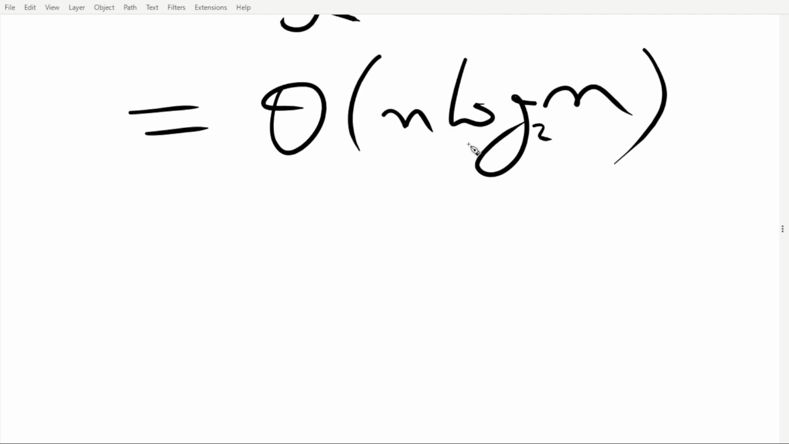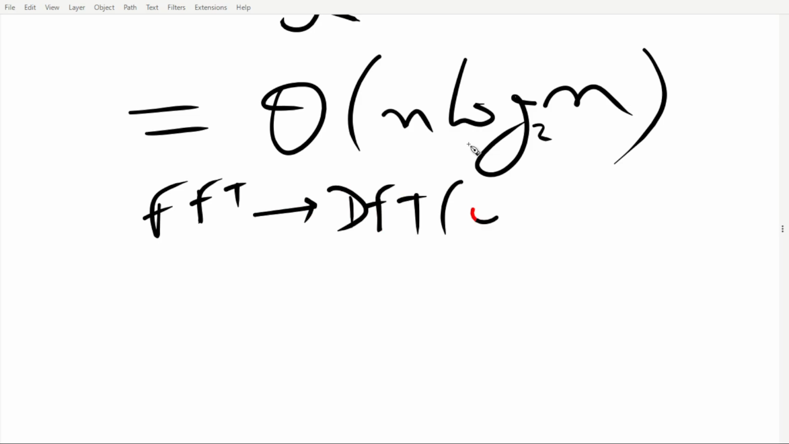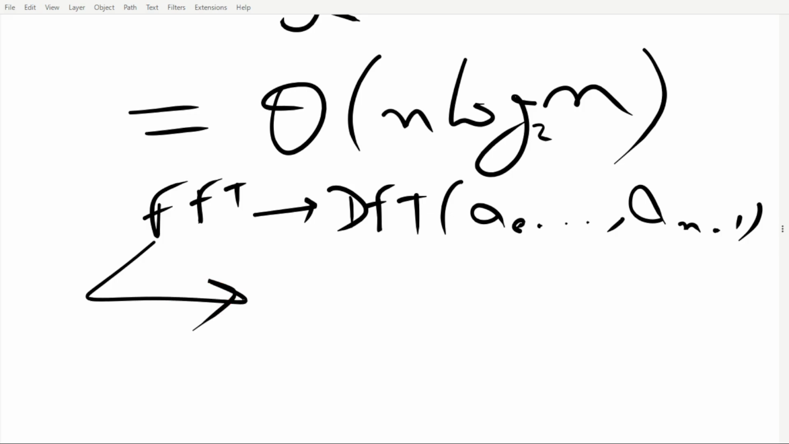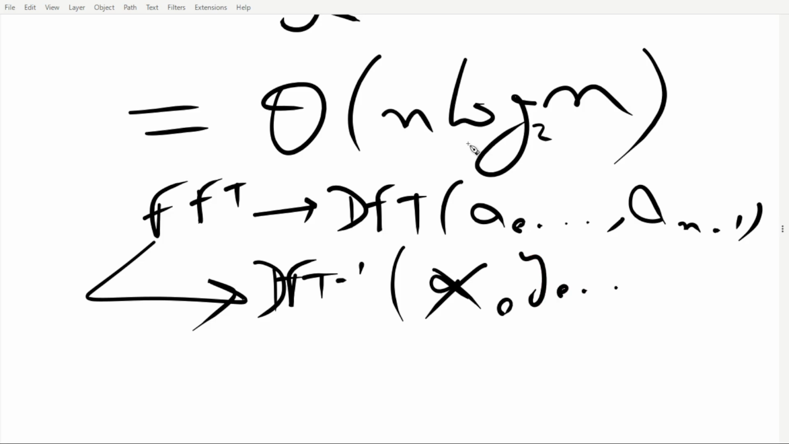So using FFT you can compute the DFT of a vector a0 up to a(n minus 1). Again, using the same algorithm we can also compute the DFT inverse, from y0 up to y(n minus 1) back to a0. So the idea is exactly the same.